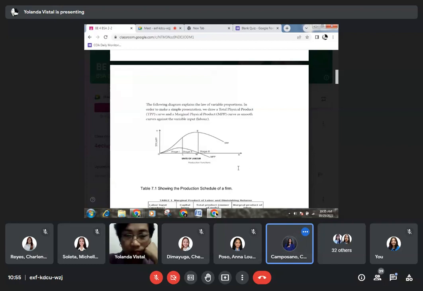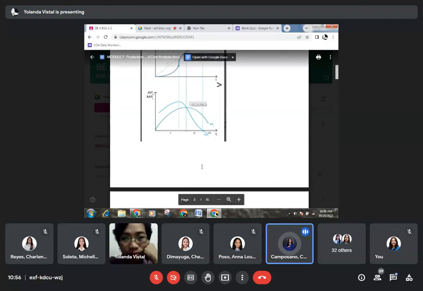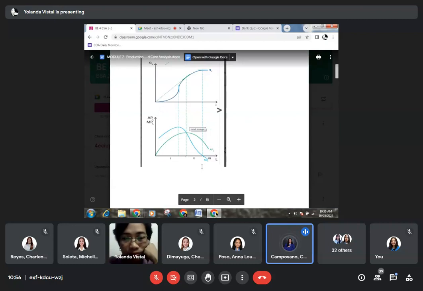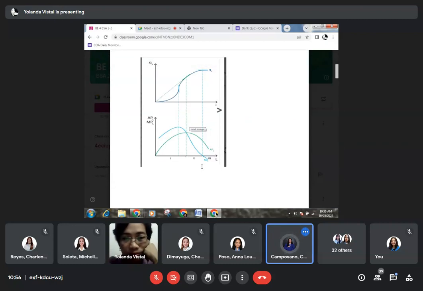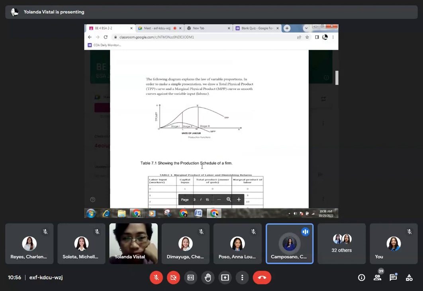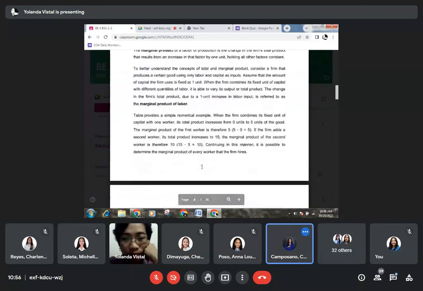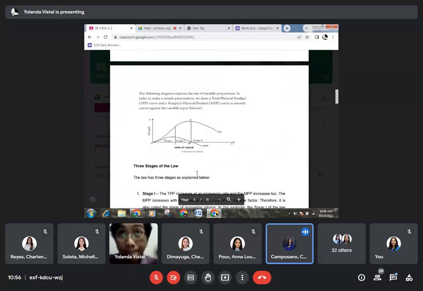Sa stage 2 naman po, yung TPP is umaakyat pa din po siya, nag-i-increase, but yung MPP po is nagde-decrease po siya pero positive pa naman po yung pag-decrease niya. Ang tawag naman po doon is stage of diminishing returns. Sa pangatlong stage po, yung TPP is nagde-decline na po siya, tapos yung MPP is nagde-decline pa din po siya. Pero po dito sa stage 3 is negative na po yung MPP. Yung tawag naman po doon is stage of negative returns.